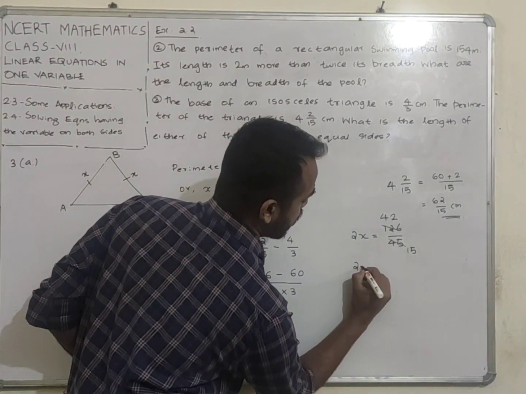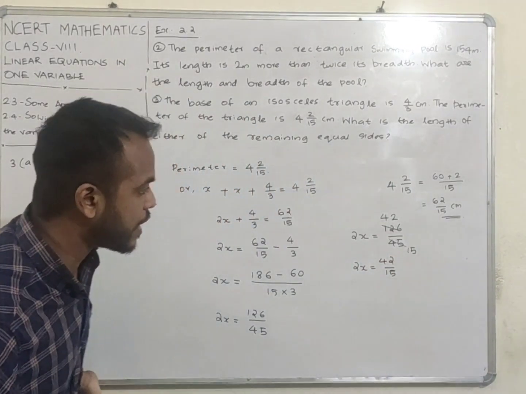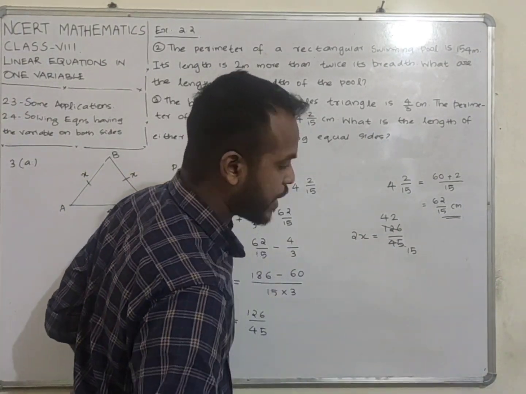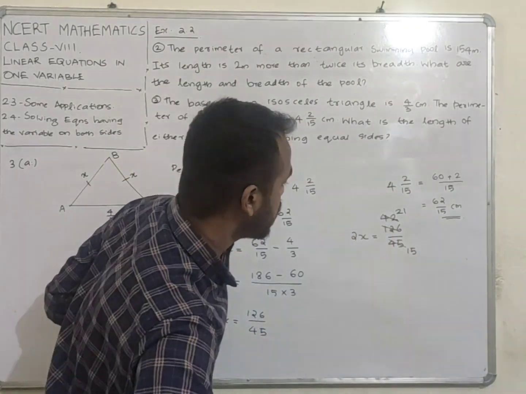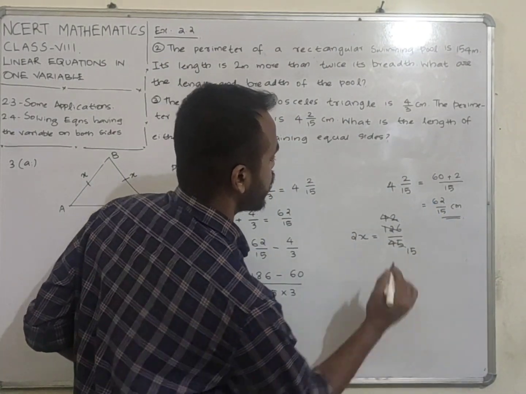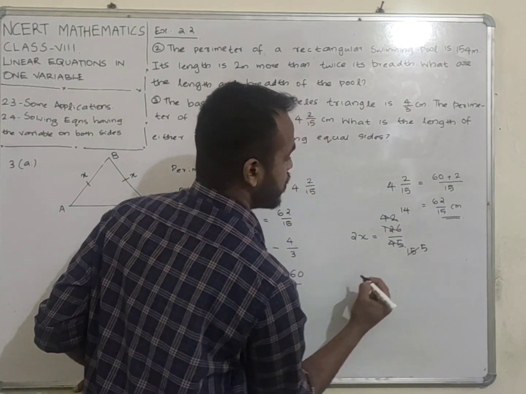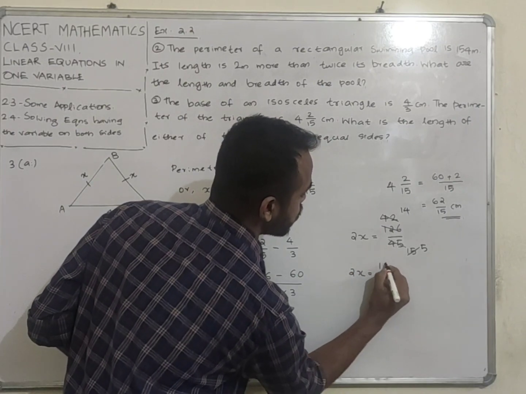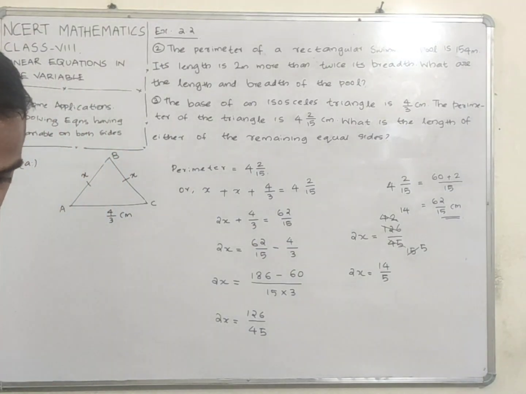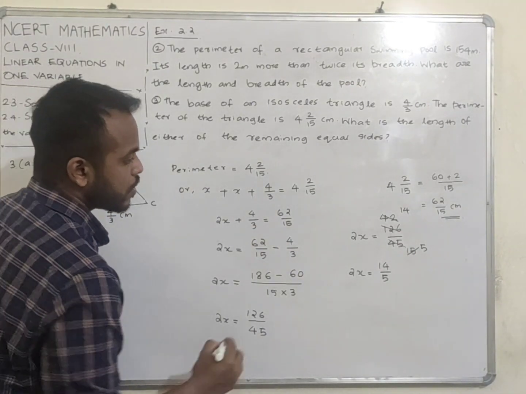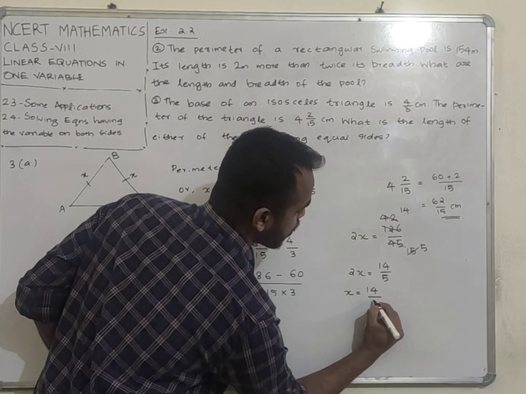So the value becomes 2x is equal to 42 by 15. I think we can still further cancel this one. 42 can be cancelled using 3. How many 3s in 42? 14. Then how many 3s in 15? 5. So the answer becomes 2x is equal to 14 by 5. So what is the value of x? The value of x can be easily found. x is equal to 14 by 5.